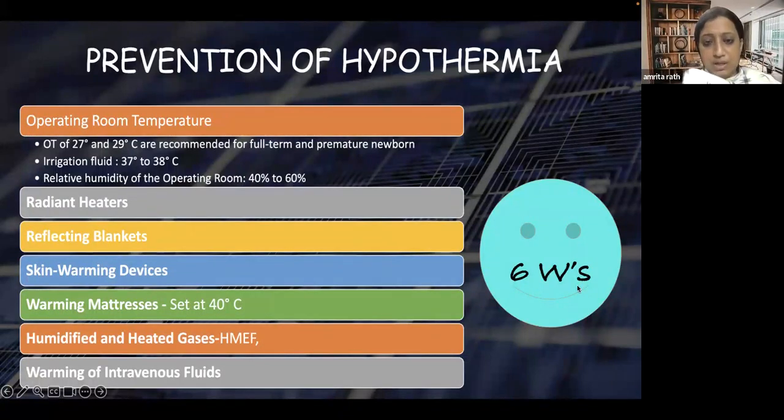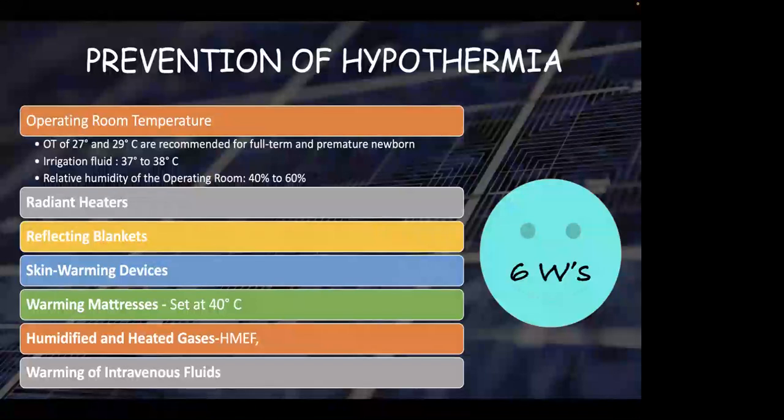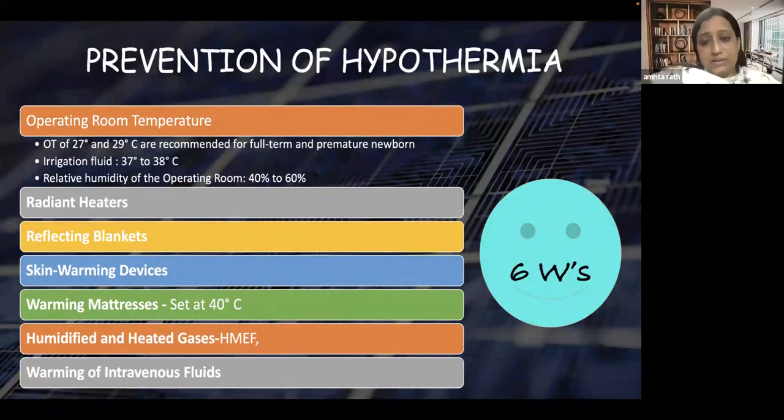So the 6 Ws are the warm hands, warm OT surface, warm fluids, forced air warmer, warm blanket. Okay. I told 6 or 5 by now.